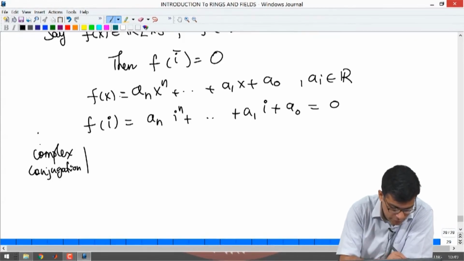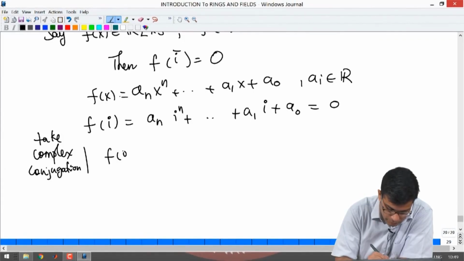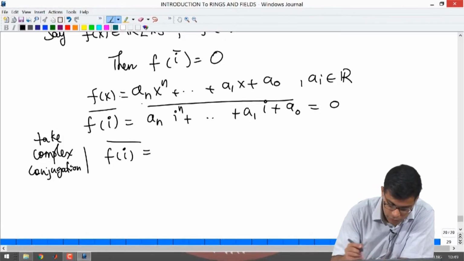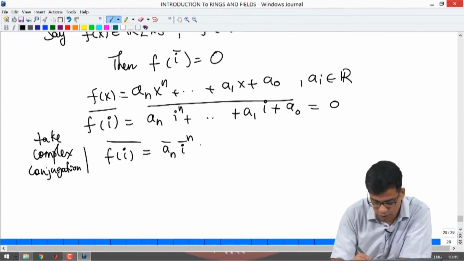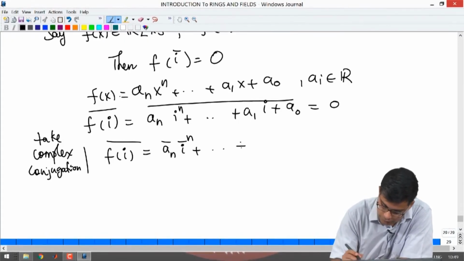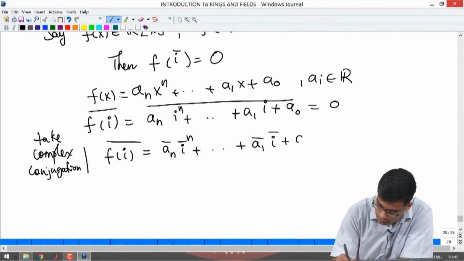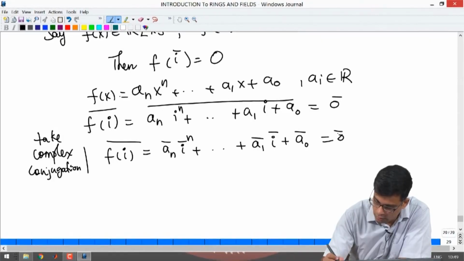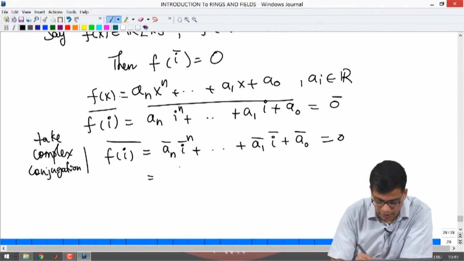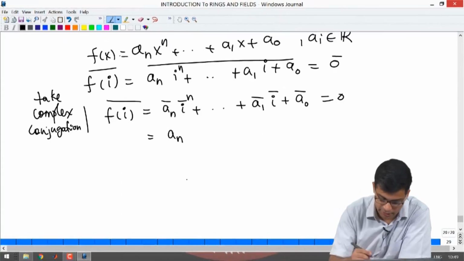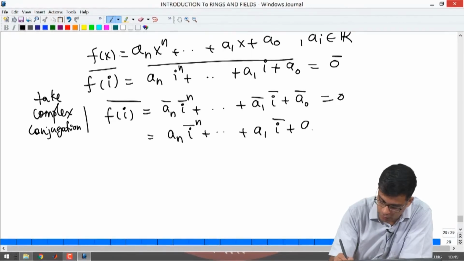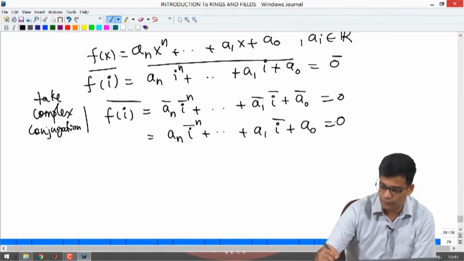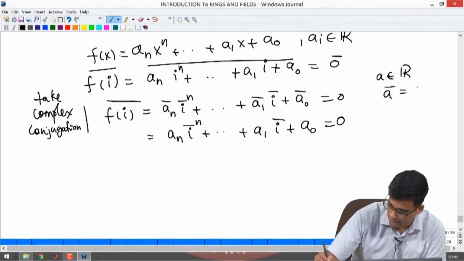which is what bar is, right, take that. So, f of i bar is this whole bar, but complex conjugation is also a ring homomorphism. So, this is, but 0 bar is 0, right, but the a_n's are real numbers. So, a_n bar is just a_n. So, a_n (i bar)^n plus ... plus a_1 (i bar) plus a_0 is 0, because if a is a real number, a bar is a.